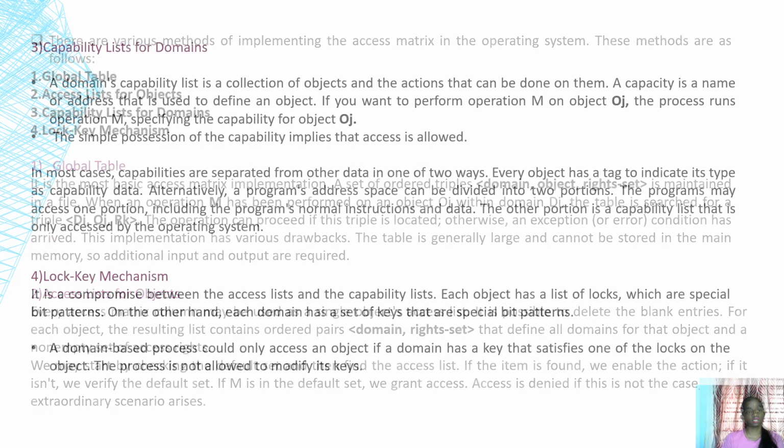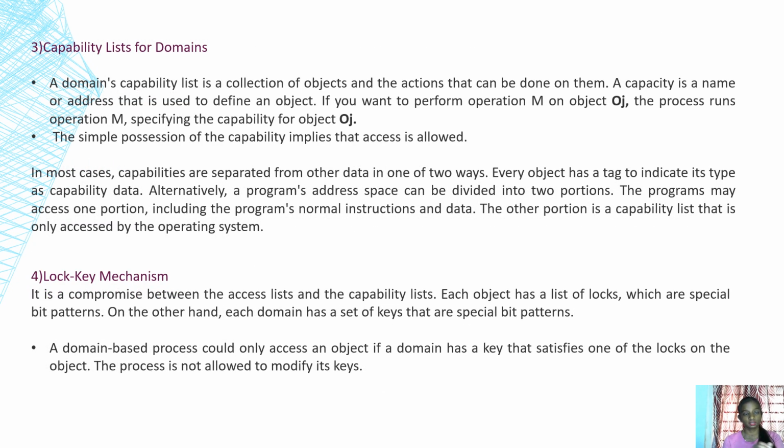So next, we'll see what is the capability list for the domains. A domain's capability list is a collection of objects and the actions that can be done on them. A capability is a name or address that can be used to define an object. If you want to perform an operation M on object Oj, the process executes the operation M specifying the capability for the object Oj. The simple possession of the capability implies that access is allowed. In most cases, the capability is separated from other data in one of two ways. Every object has a tag indicating which type of capability the data is.